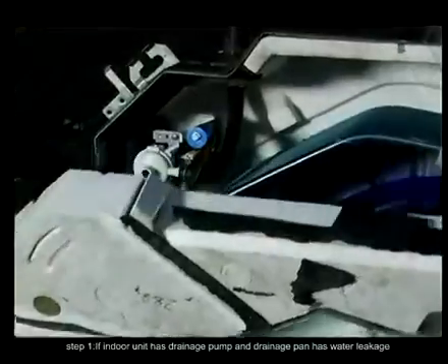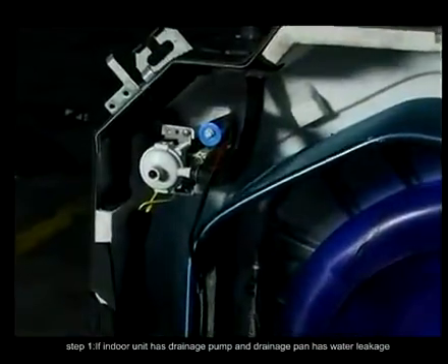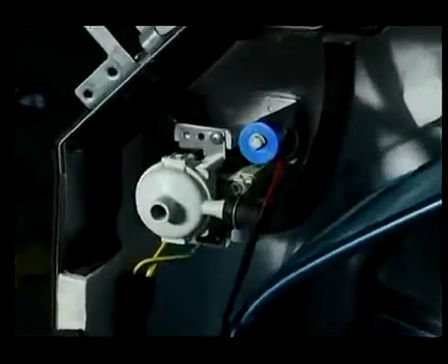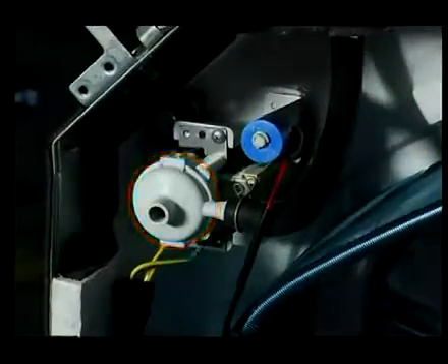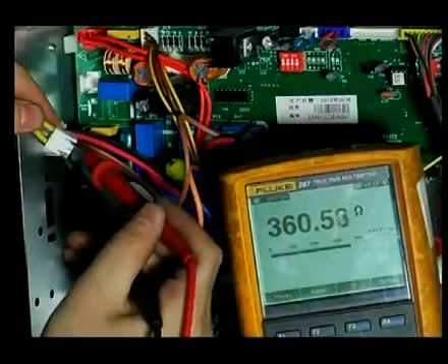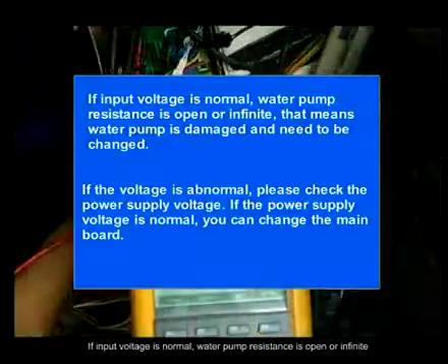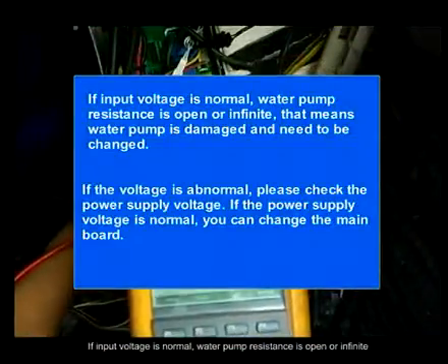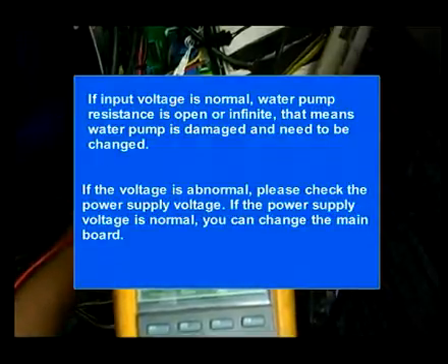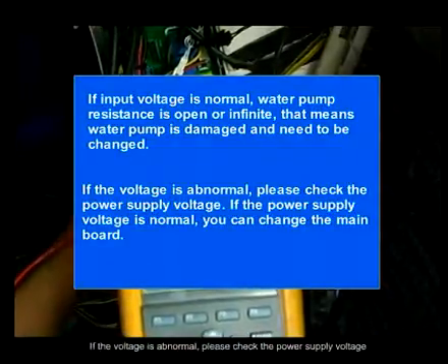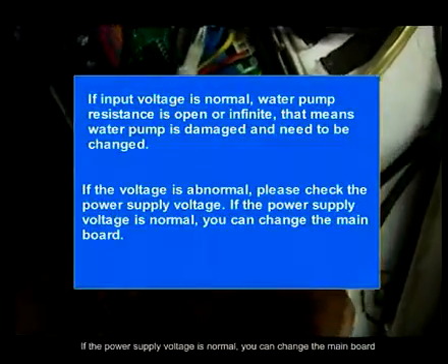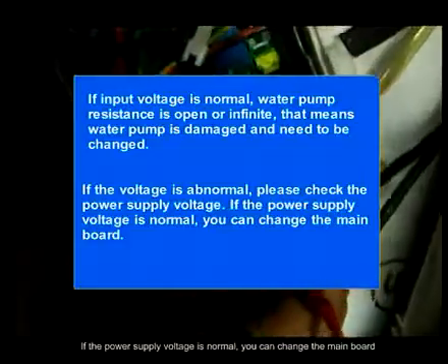Step 1. If the indoor unit has a drainage pump and the drainage pan has water leakage, please check if the drainage pump is running normally. Use the multimeter to check the input voltage and resistance of the water pump. If the input voltage is normal but the water pump resistance is open or infinite, that means the water pump is damaged and needs to be changed. If the voltage is abnormal, please check the power supply voltage. If the power supply voltage is normal, you can change the main board.